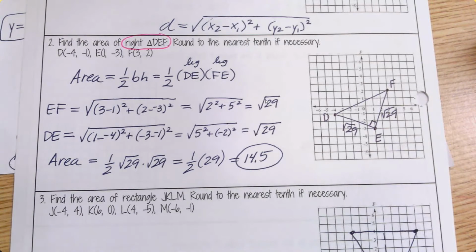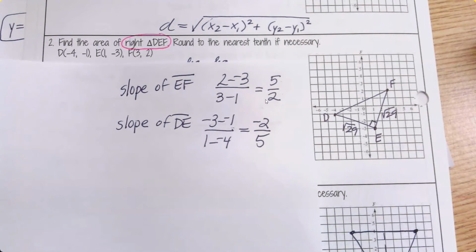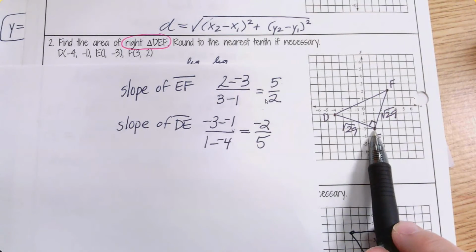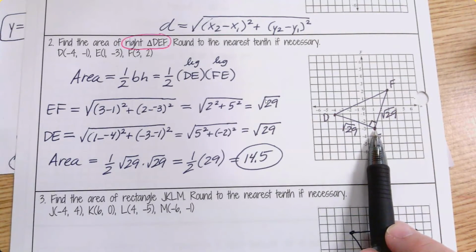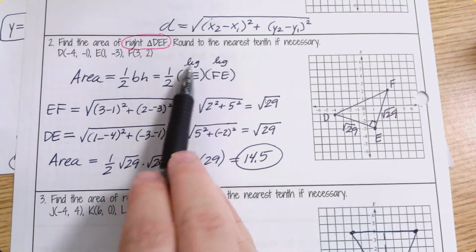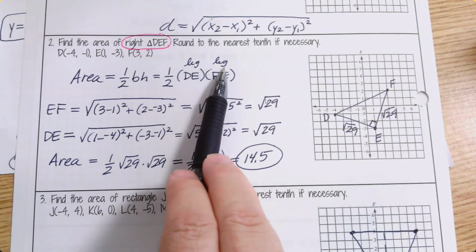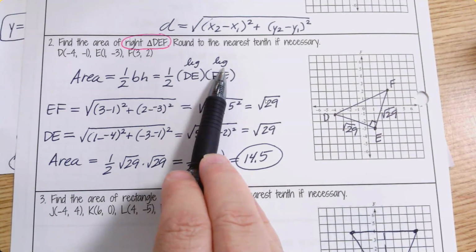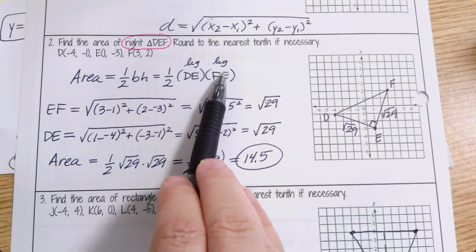Here we go. That's what we did. You use the slopes to confirm that you have a right angle where you think you do. And then, because it's a right triangle, you can just do 1/2 one of the legs' lengths times the other leg's length. The length of one leg times the length of the other leg.